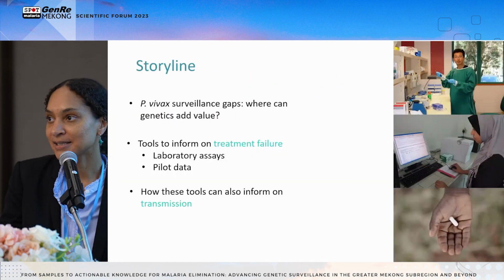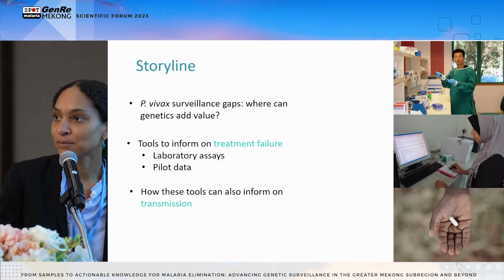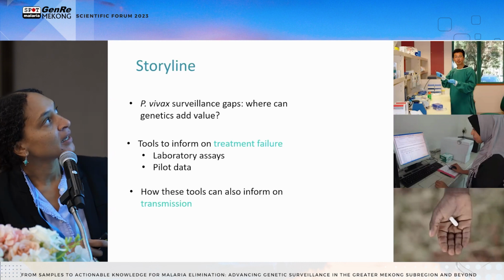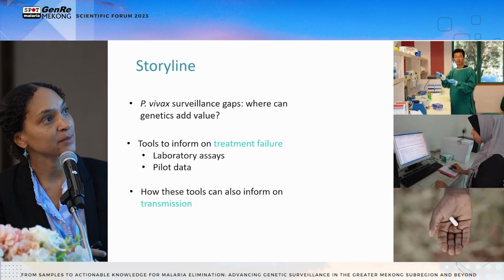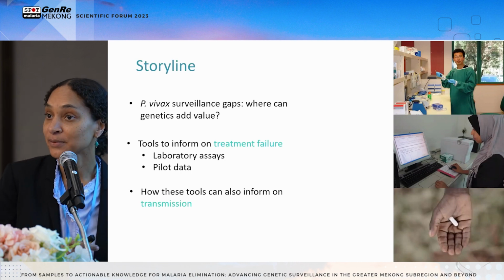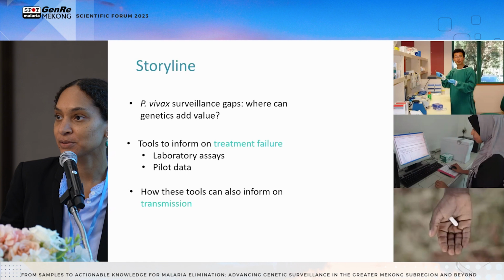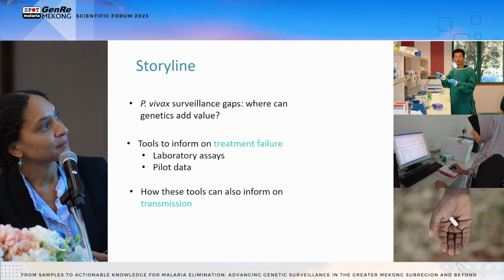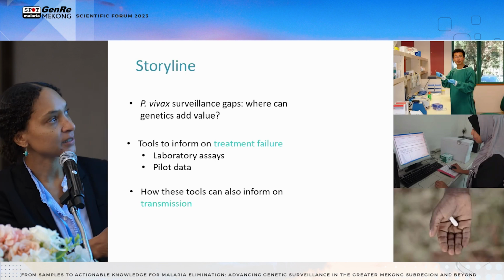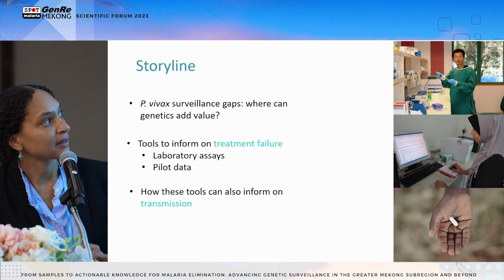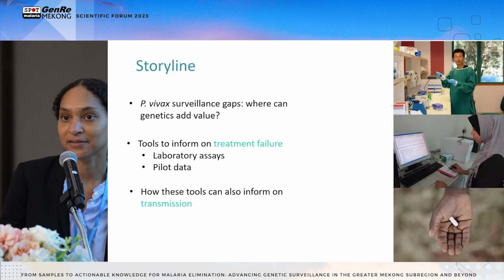For the storyline today, I'll first describe some Vivax surveillance gaps, particularly ones where we feel that genetics could be helpful. Then I'll discuss tools to understand more about treatment failure, including some laboratory assays that we've just recently completed development of, and show you a little pilot data from those tools from a clinical trial. In the third part of the talk, I'll run through how, despite these tools having been made primarily for looking at treatment failure, we think they can also be informative down the line on other transmission-related use cases for Vivax.